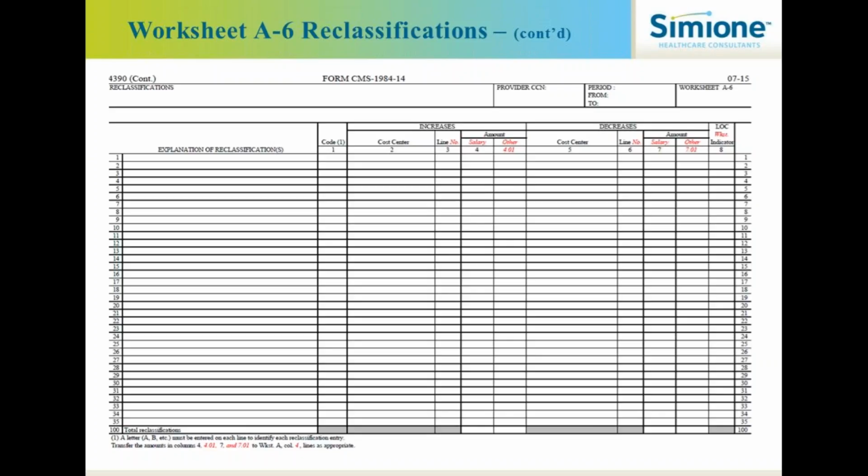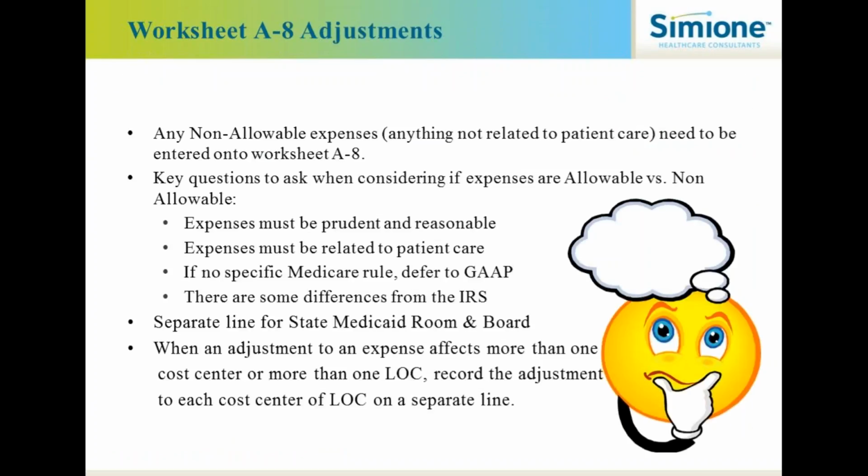Worksheet A-8 adjustments. This is where you would enter any non-allowable expenses, anything not relating to patient care. Key questions to ask when considering if expenses are allowable versus non-allowable: the expenses must be prudent and reasonable, and expenses must be related to patient care. There are some differences between GAAP and IRS reporting. And remember, especially a lot of these smaller agencies, you may have your tax returns done on a cash basis. However, for cost reporting purposes, you must report everything on the accrual basis of accounting.